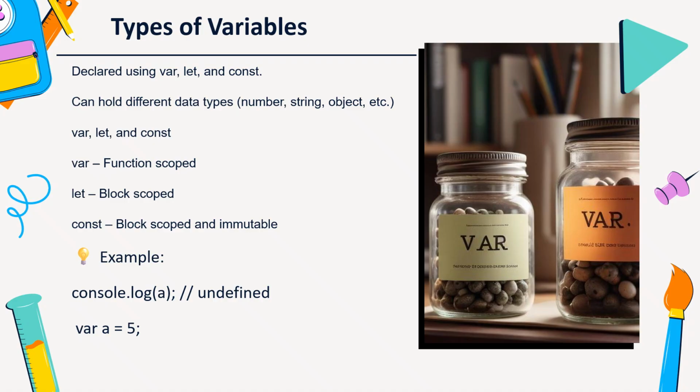Types of variables. Variables are declared using var, let and const. They can hold different data types: number, string, object, etc. Var is function scoped, let is block scoped, const is block scoped and immutable. Consider this example: console.log of a. Here a is undefined. Now we are using the var keyword. A is a variable which is assigned the value 5. Now you will get the answer 5.